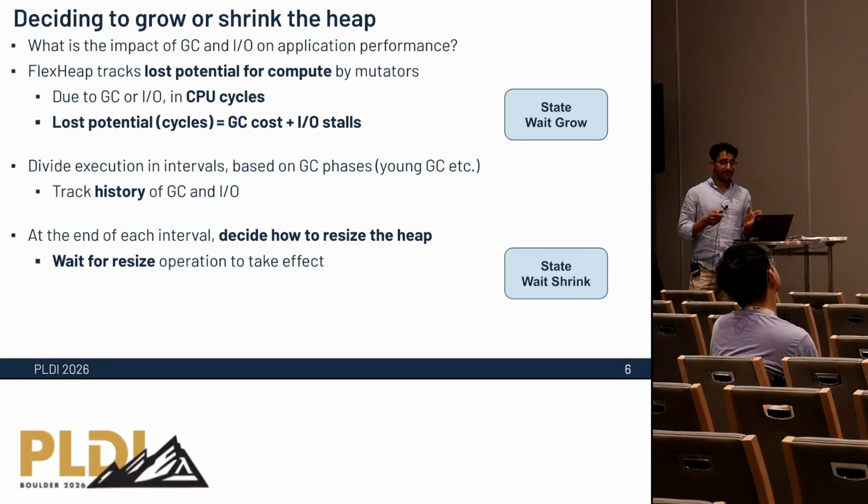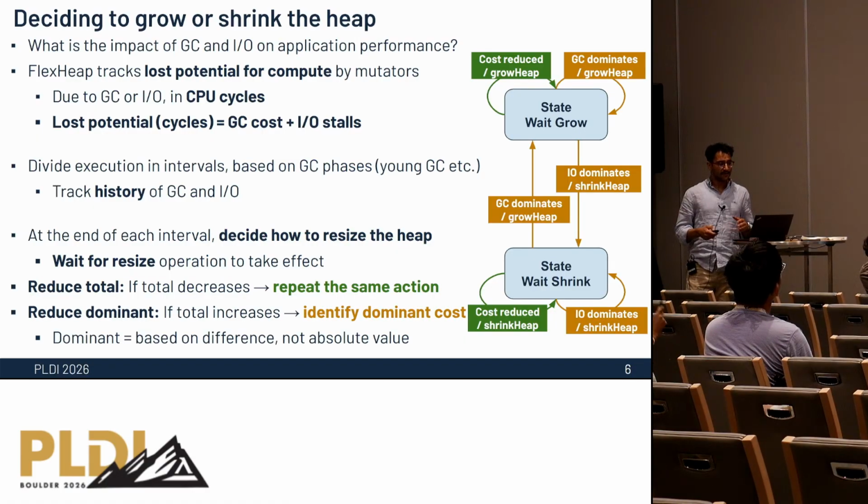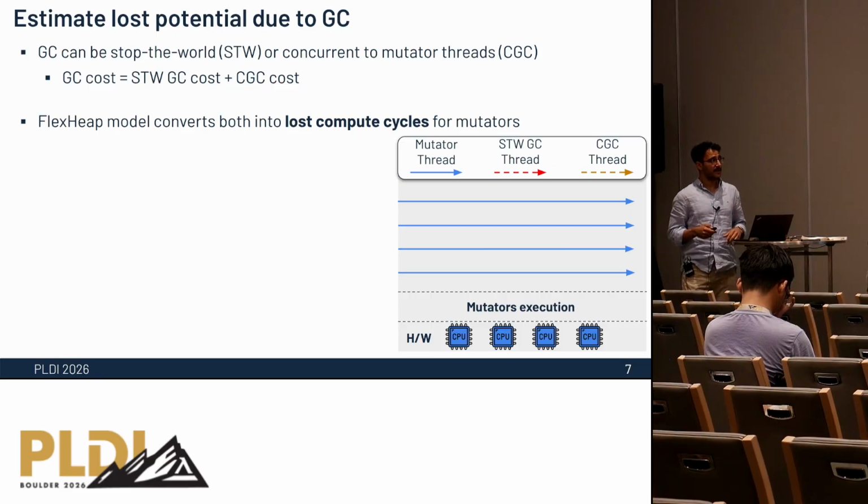So FlexHeap, after each resizing operation, waits to see the effects, to avoid premature actions. If we see that the total cost decreases, then FlexHeap continues in the same direction, applying the same action. Otherwise, if the total cost increases, then FlexHeap identifies which is the dominant cost. FlexHeap compares the relative differences of each cost between intervals to see which cost has increased more. Then it performs the appropriate action.